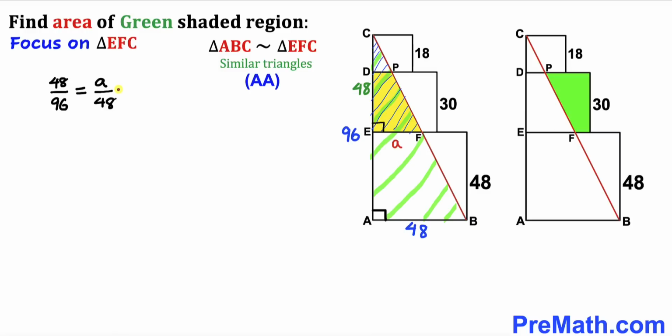And now let's go ahead and multiply both sides by 48 to isolate a, and we can see this 48 and 48 is gone. So therefore we can write a equals, if we multiply and divide this side, that is going to give us 24. So our a value turns out to be 24. So therefore our side length EF is going to be 24. And here's our next step.